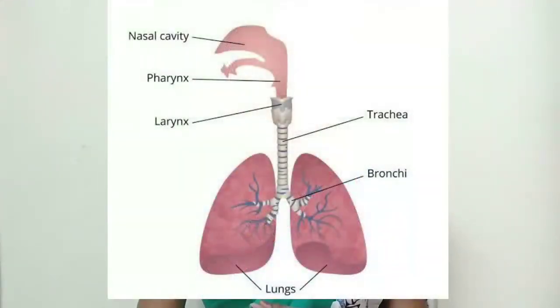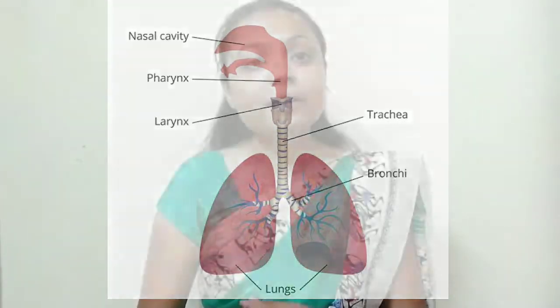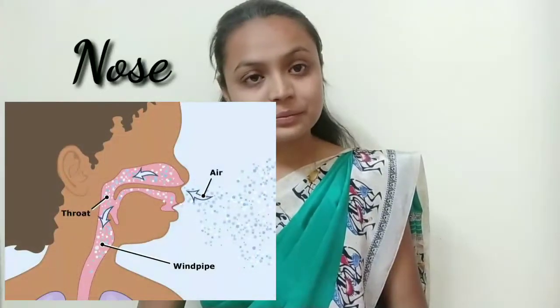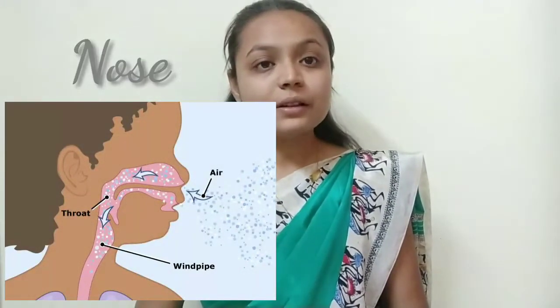Now we are going to start with the next topic. Some common respiratory organs of respiratory system in human beings. So, the organs which are involved in human respiratory system are nose, pharynx, larynx, trachea, bronchi, lungs, etc. So, first of all, let us start with the nose. Nose is the first organ which is involved in human respiratory system.